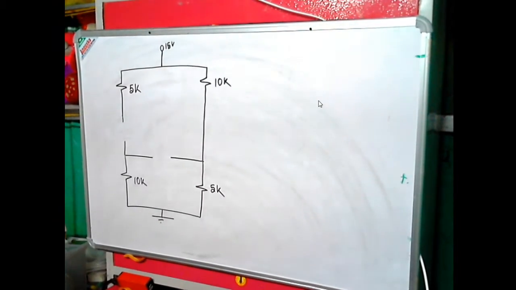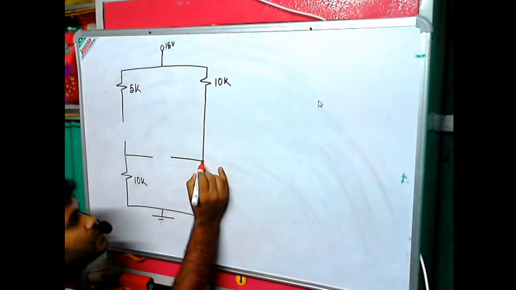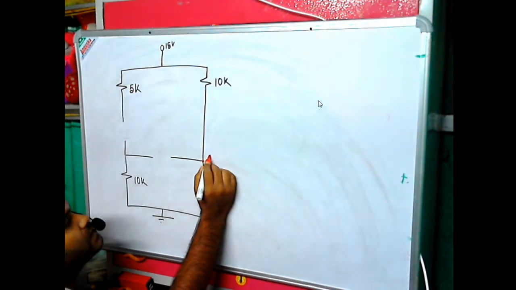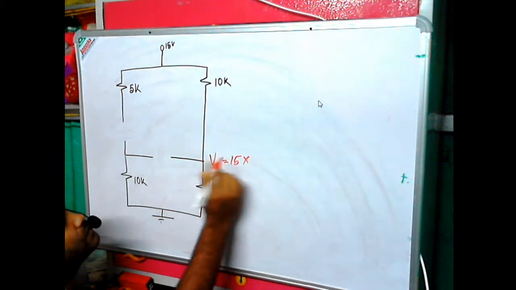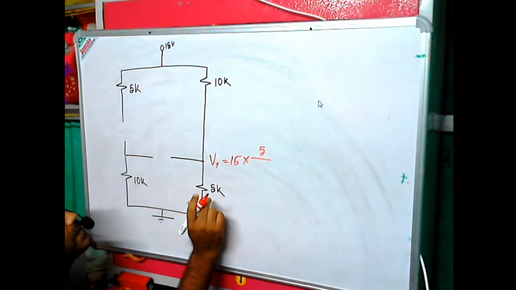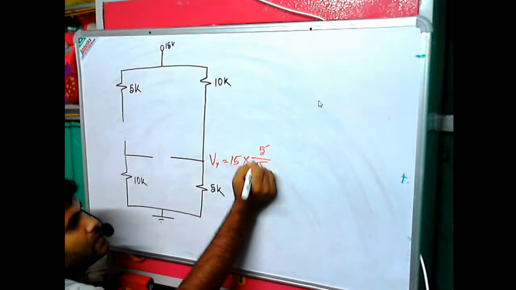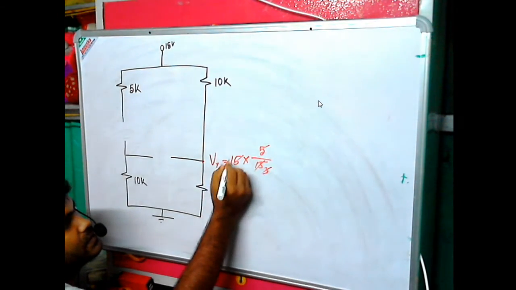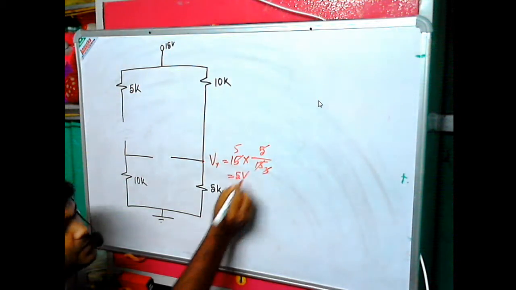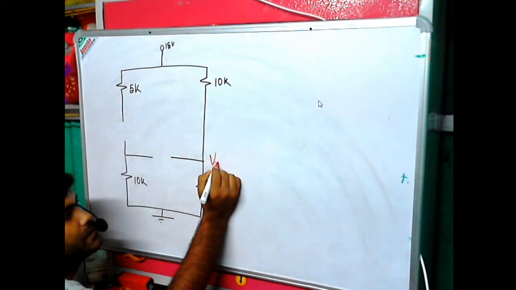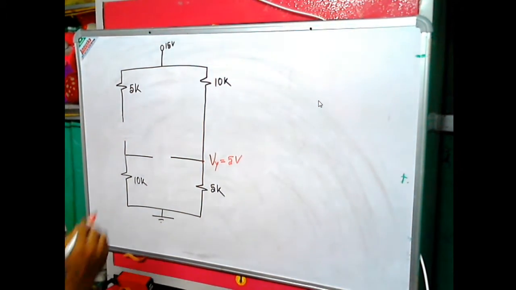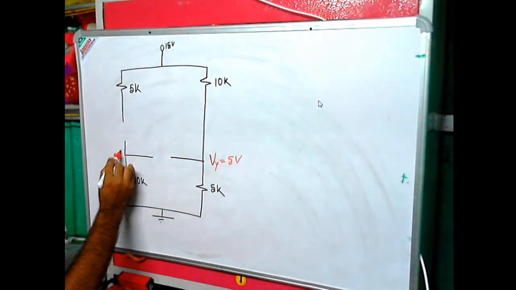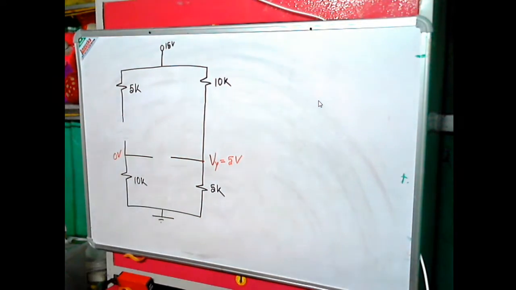So you can see the potential over here. This is basically a voltage divider. Let us assume Vy is basically 15 into 5 divided by 5 plus 10, that is 15 into 5 by 15, so this is basically 5 volt. So V of Y is 5 volt. And the potential over here is basically 0 volt, because no current is flowing through the 10k resistor.